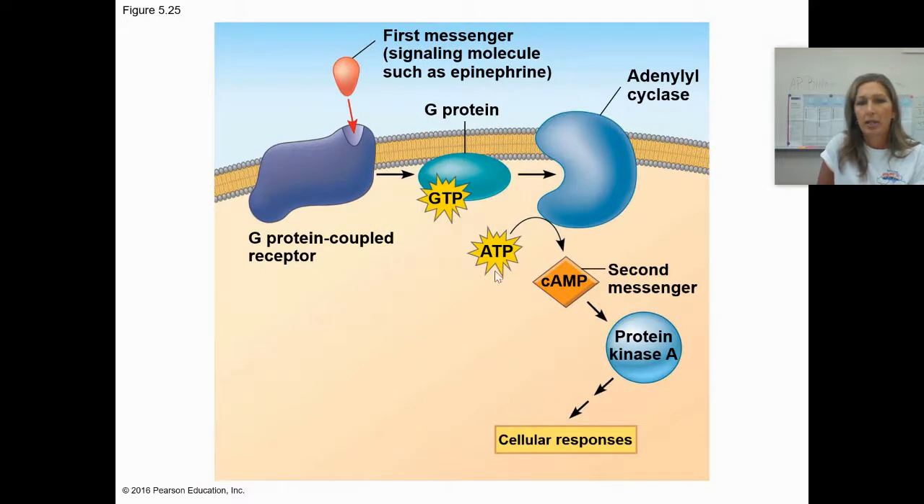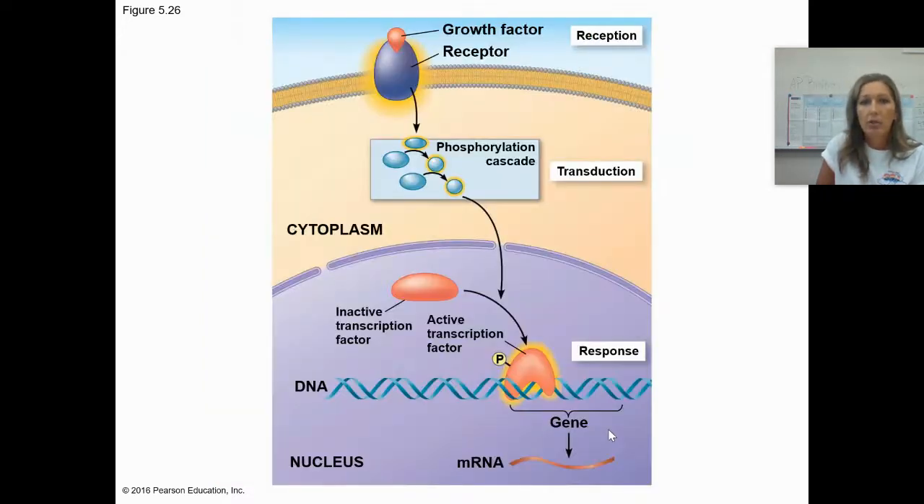Again, here's another diagram showing this relay of reception, transduction, and then cellular response. Those are the terms I need you to know right now. I need you to know that in any cell signaling, there's going to be reception of a signal, transduction, and then a response. And typically the response is initiation of transcription. So here you're seeing it again.